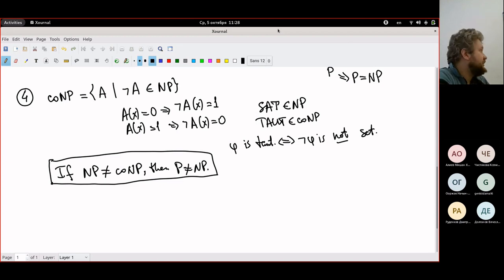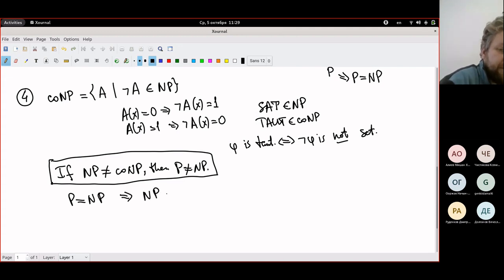Okay, now again, the easiest way to solve it is by contraposition. So I will show that if P equals NP, then NP equals co-NP.